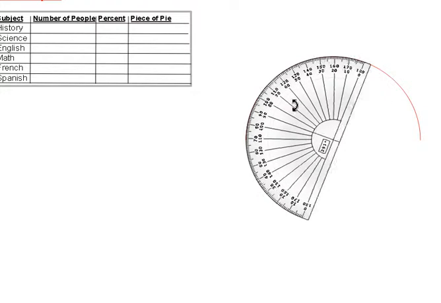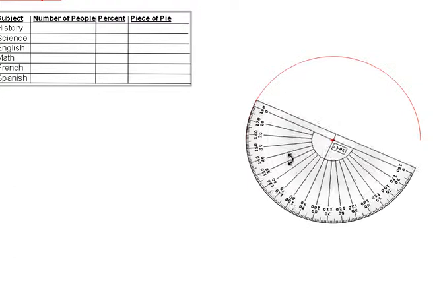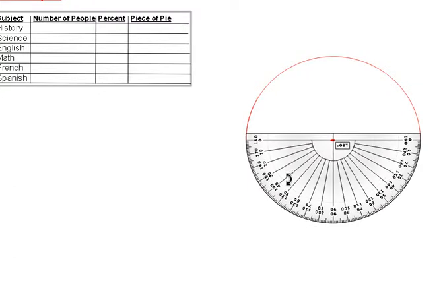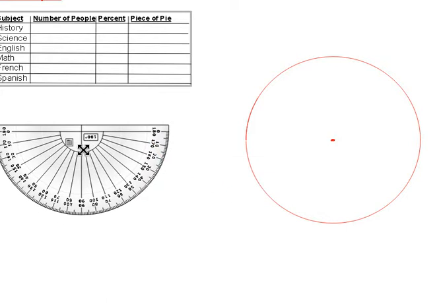Move your protractor around and trace it once, put a dot where the center of your circle is, and then spin your protractor around. Make sure the center of your protractor is still in the center of your circle, and then trace around the other half of the circle. When you move your protractor out of that space, it'll be a nice, perfect circle.